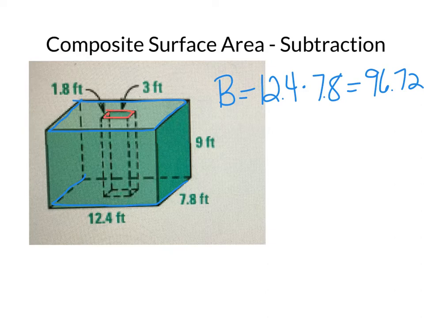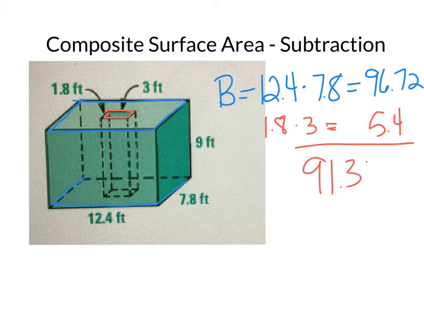So this is 1.8 times 3, which has a little area of 5.4. Together the base area is going to be 91.32. So this is the area of the base, all this stuff here without this little gap. We have now found the area of this base right there.